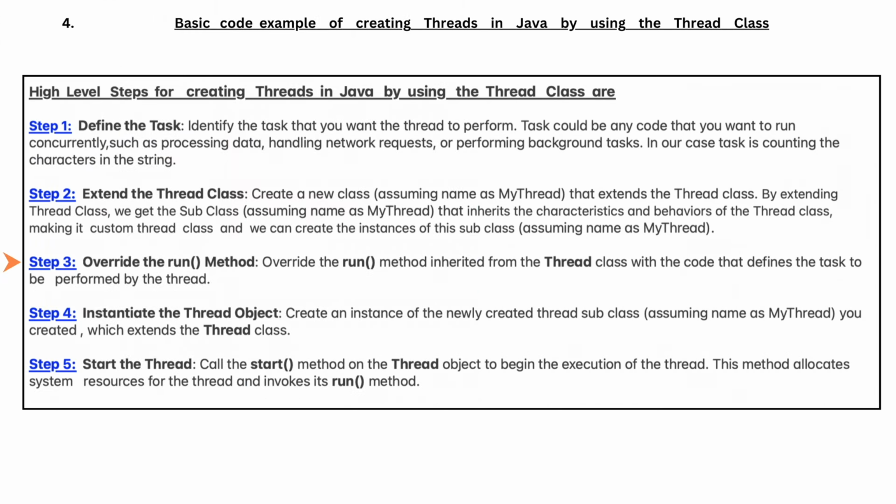Step 3. Override the run method. Override the run method inherited from the Thread class with the code that defines the task to be performed by the thread.